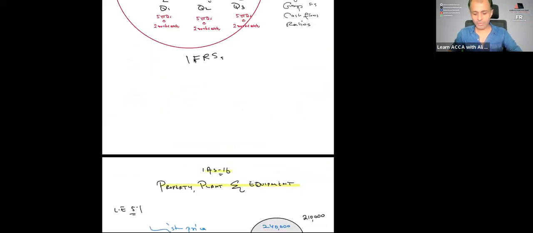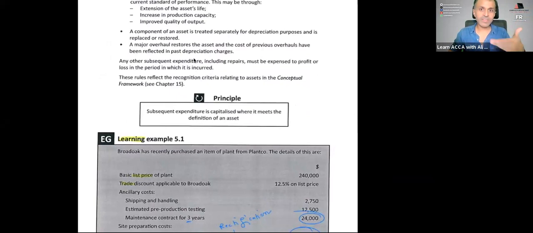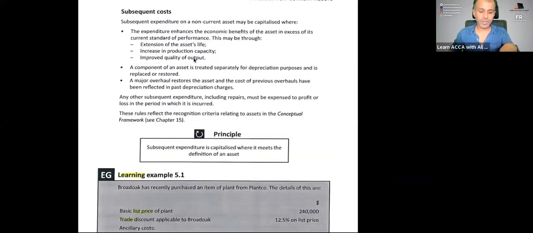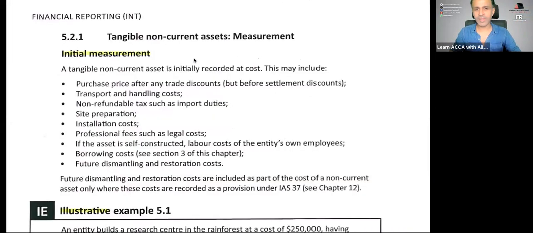Yeah, if I have to show all of you a little of the way the things are written in the detailed lecture notes, you will not be surprised to see so much text there. See, we've been discussing initial cost calculation, and see how things are written in our detailed lecture notes. The tangible non-current assets are initially recorded at cost. Now, what is cost? Start reading it. Purchase price less trade discount. And then it says, but before settlement discount.